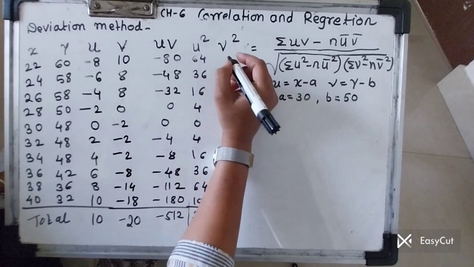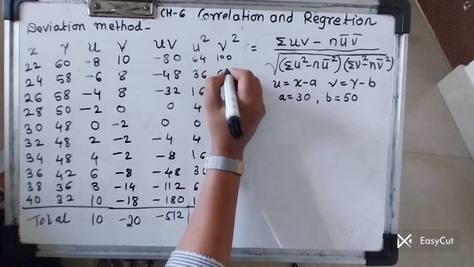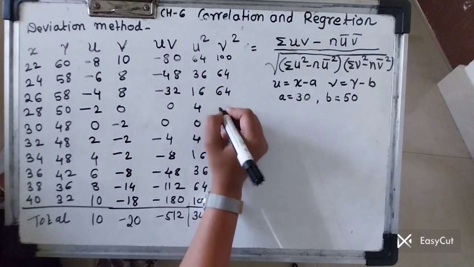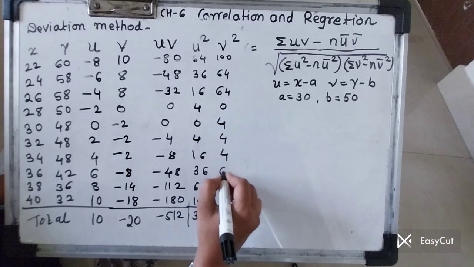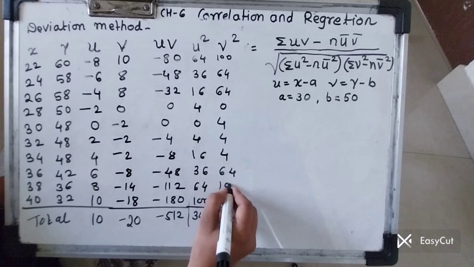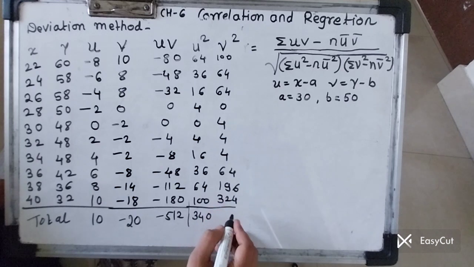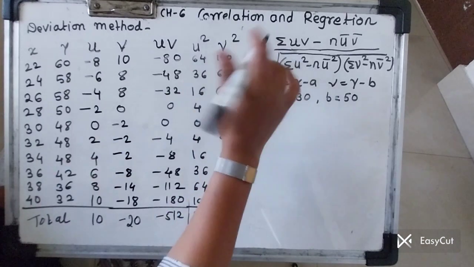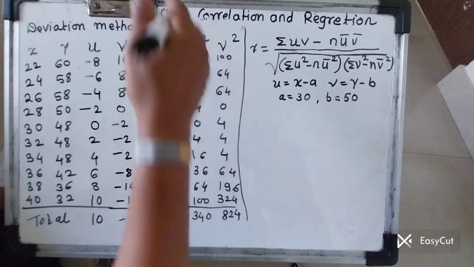Next v square. V square means 10 square. 10 square is 100 here. Then 64. Again 64. 0. 4. 4. 4. 64. 196. 324. What is the summation? Summation is 824. Okay. Here formula R. So this is our table.